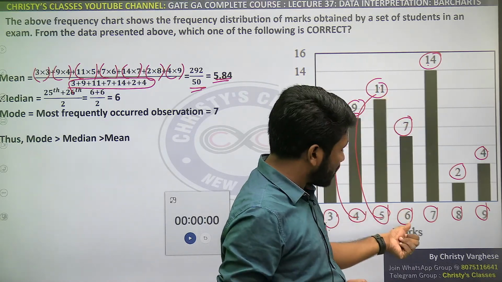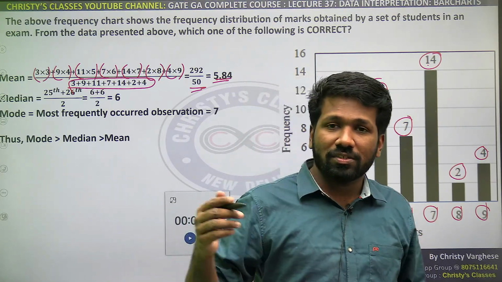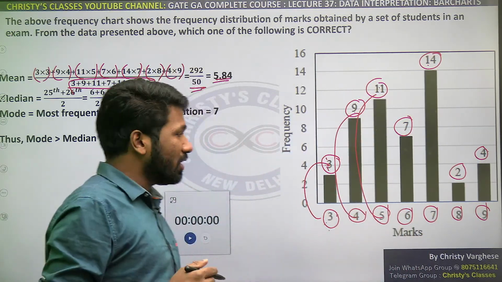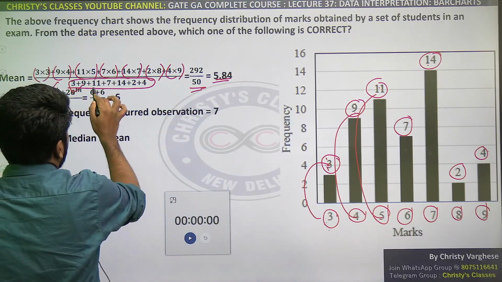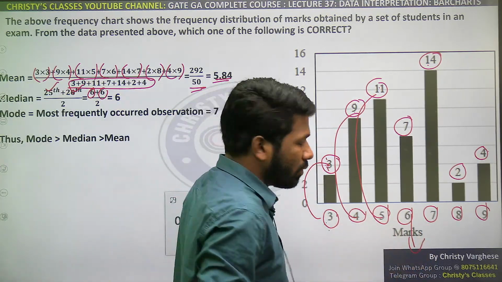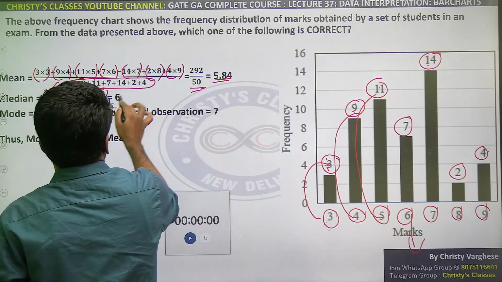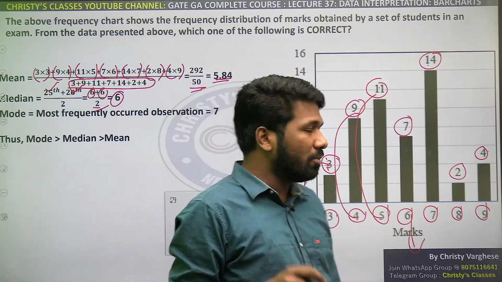24 up to 30 is 6 marks itself. 24th student, 25th student, 26th student, 27th student, 28th students up to 30th student. So the 25th and 26th students' marks are 6 and 6 itself. This is 6 marks. Are you understanding that? So 6 plus 6 by 2, 6 is the median. 6 is the median. All of you are clear about that?